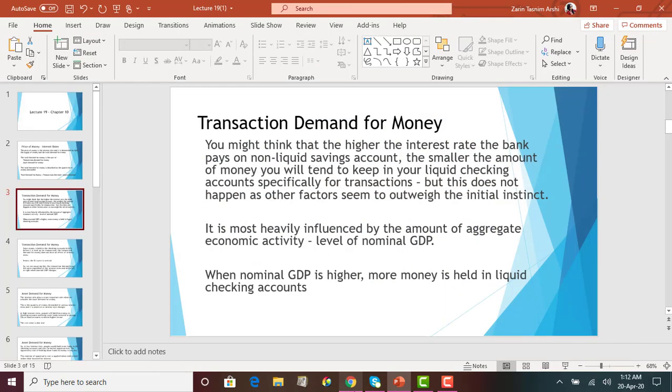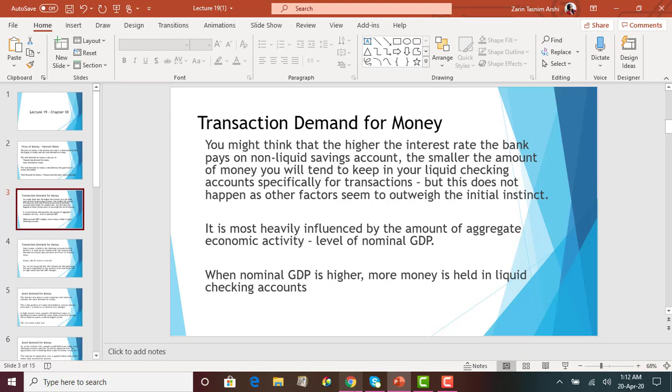So basically in this slide, that's what we're saying. It is not affected by interest rate, but it is heavily influenced by the level of economic activity going on, or the level of GDP. If GDP is higher, we will keep more money in the checking accounts and not in the saving accounts.